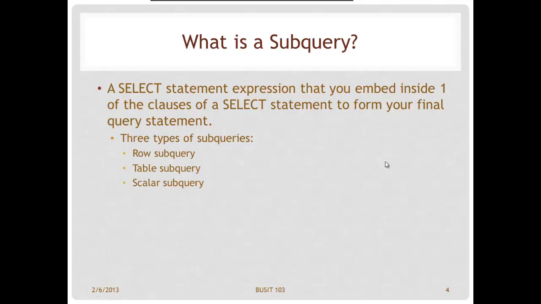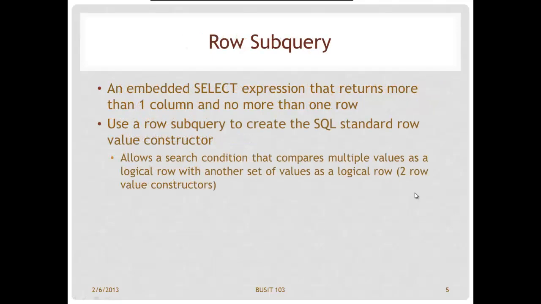What is a subquery? It's a SELECT statement expression that you embed inside one of the clauses of a SELECT statement to form your final query statement. The three types of subqueries are row subquery, table subquery, and scalar subquery. A row subquery is an embedded SELECT expression that returns more than one column and no more than one row.